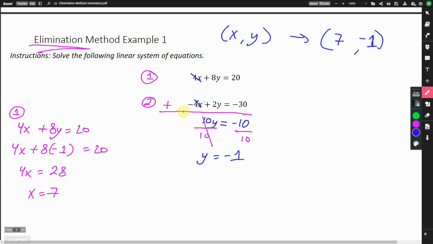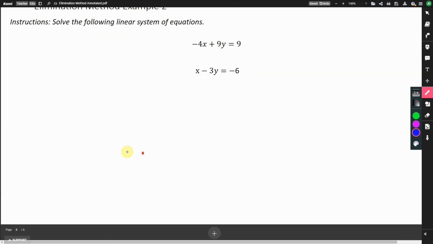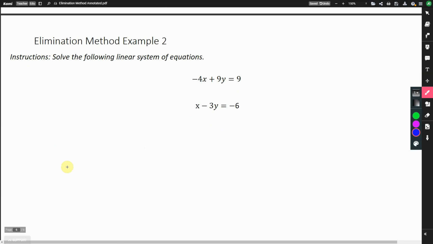Okay? One more example. Here we go. Same problem. Says solve the following linear system of equations. We're going to be using the elimination method to find a solution, x comma y. Okay? First equation, second equation. First equation is negative 4x plus 9y equals 9. And then second equation is x minus 3y equals negative 6.